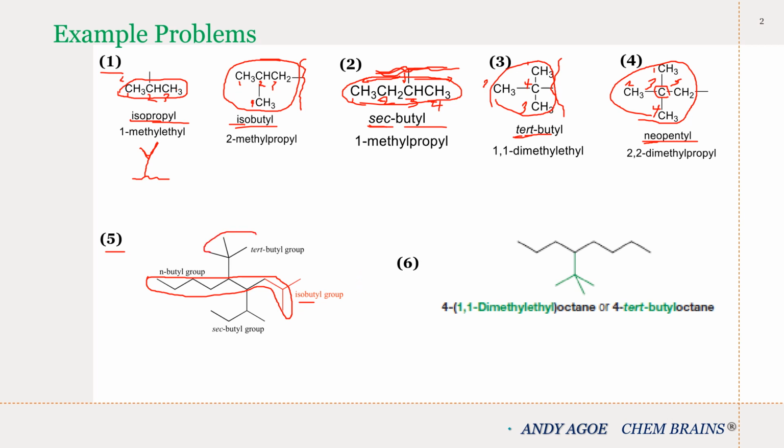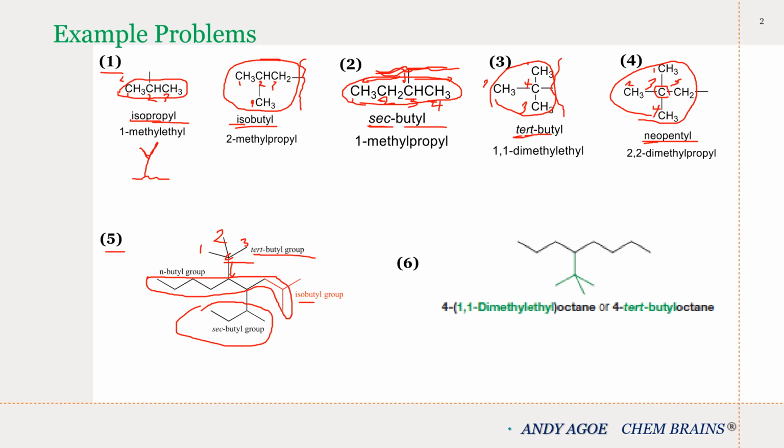Very good. Now let's consider this structure over here. So anytime we have a carbon which is attached to the parent chain and it is bonded by 3 other carbons, then we can call this carbon a Tert. So we say Tert-butyl group.